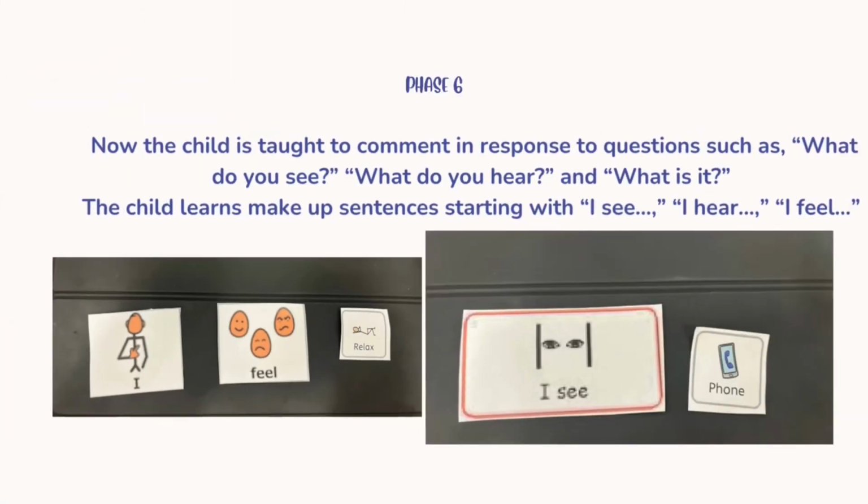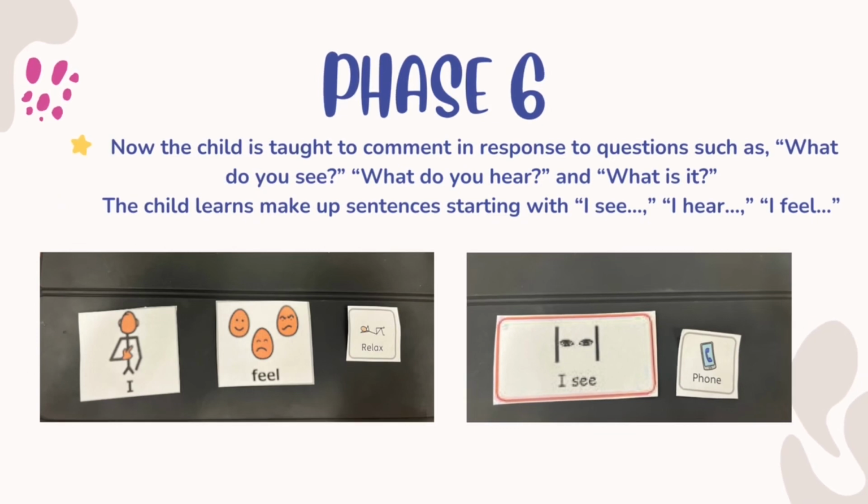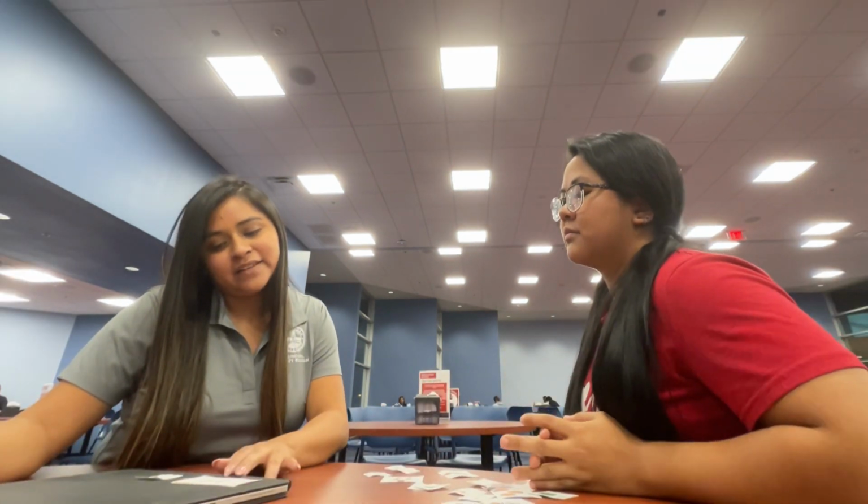Phase 6. Now the child is taught to comment in response to questions such as, "What do you see?" "What do you hear?" and "What is it?" The child learns to make up sentences starting with "I see," "I hear," "I feel." What do you see? The goal of this last phase is to promote spontaneous comments. I see phone. I see the phone too.